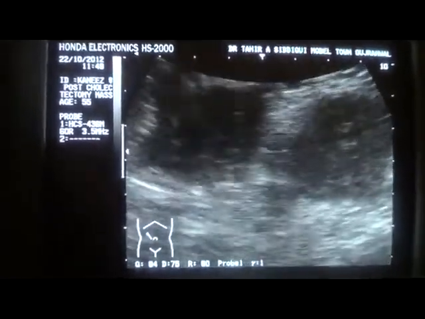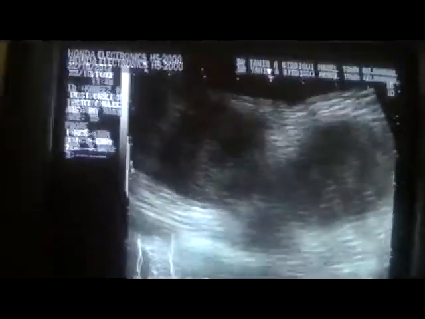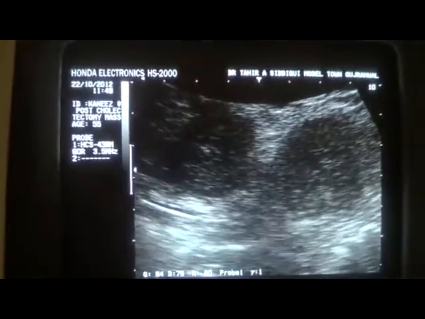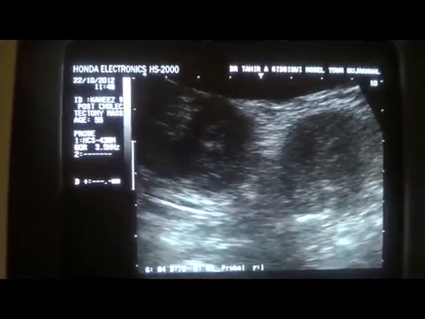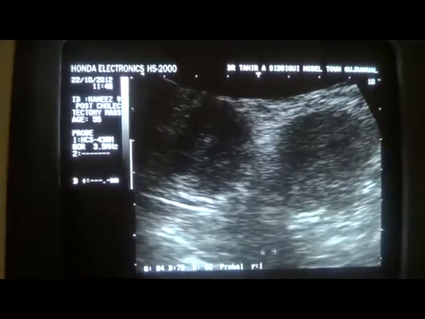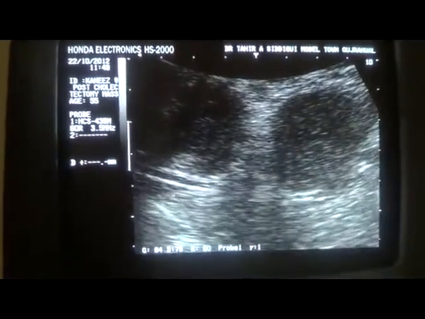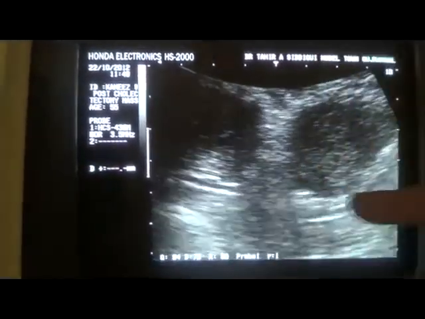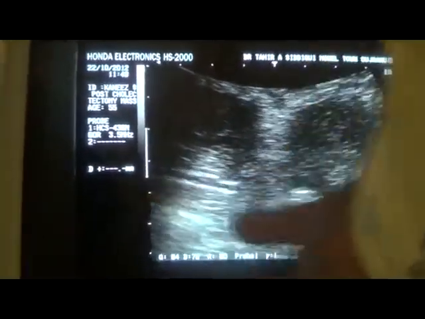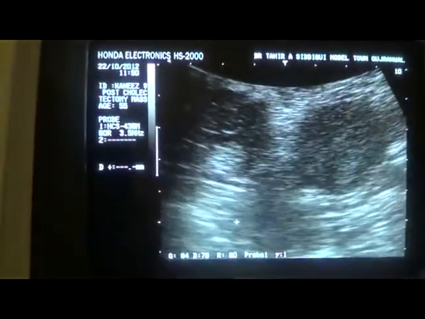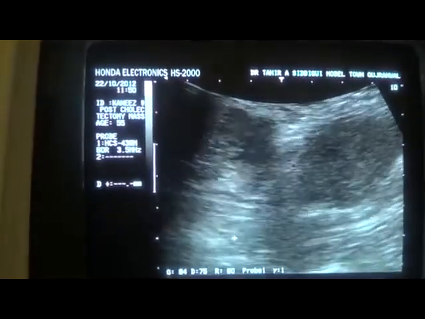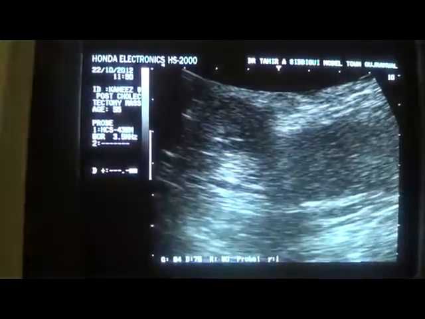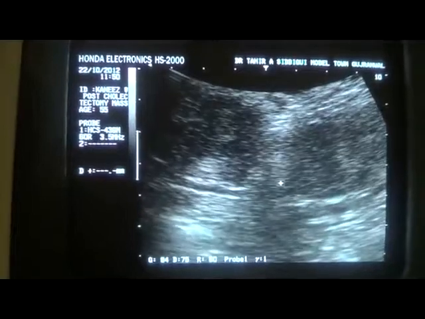Now you see these are the two masses together, communicating with each other, and with respiration, this area moves. This is the intraperitoneal region. Okay, now this is the peritoneal line. This line is the peritoneal line, and you can see movement in this area with respiration. There is no movement in the masses. They communicate with each other in this location.